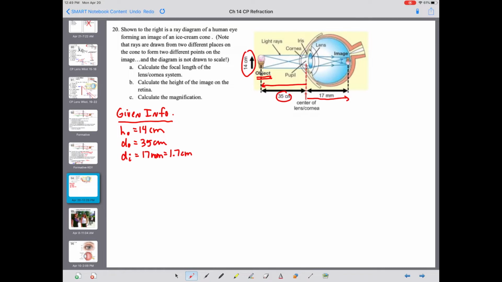Last thing we know, by looking at the shape of the lens in the eye, right there, we can see by that shape that that is a converging lens. Now we have the given information. So first thing we want to find is the focal length. So 1 over f equals 1 over d sub I plus 1 over d sub O. So this is going to be 1 over f is equal to 1 over our d sub I value, 1.7 centimeters, plus 1 over 35 centimeters.